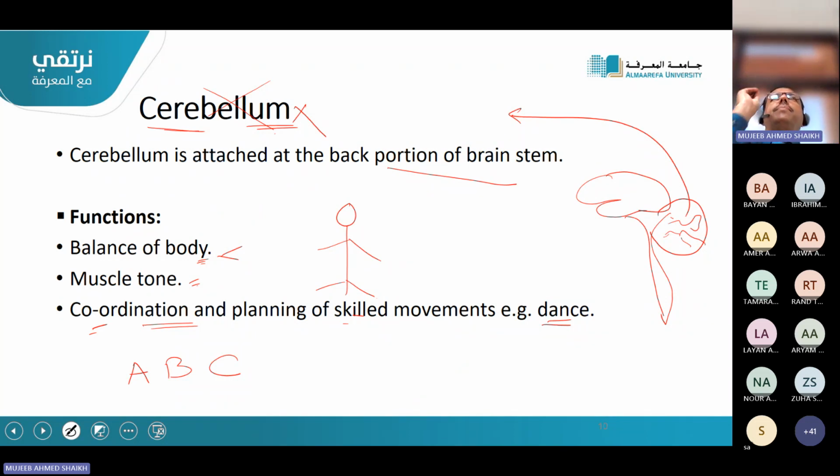Or if you throw something to him, he cannot catch. Or simply, he cannot close the buttons here, cannot comb, because coordination is required to put the proper amount of action. This is a cerebellar function.